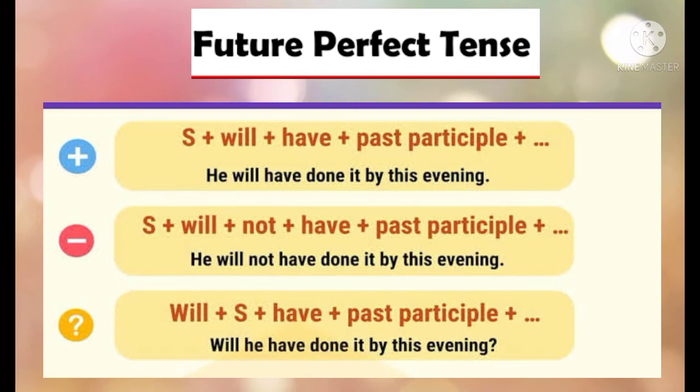Next, the interrogative sentences. We will add will first and then comes our subject. Then we'll add have and past participle form of the verb. Will he have done it by this evening?